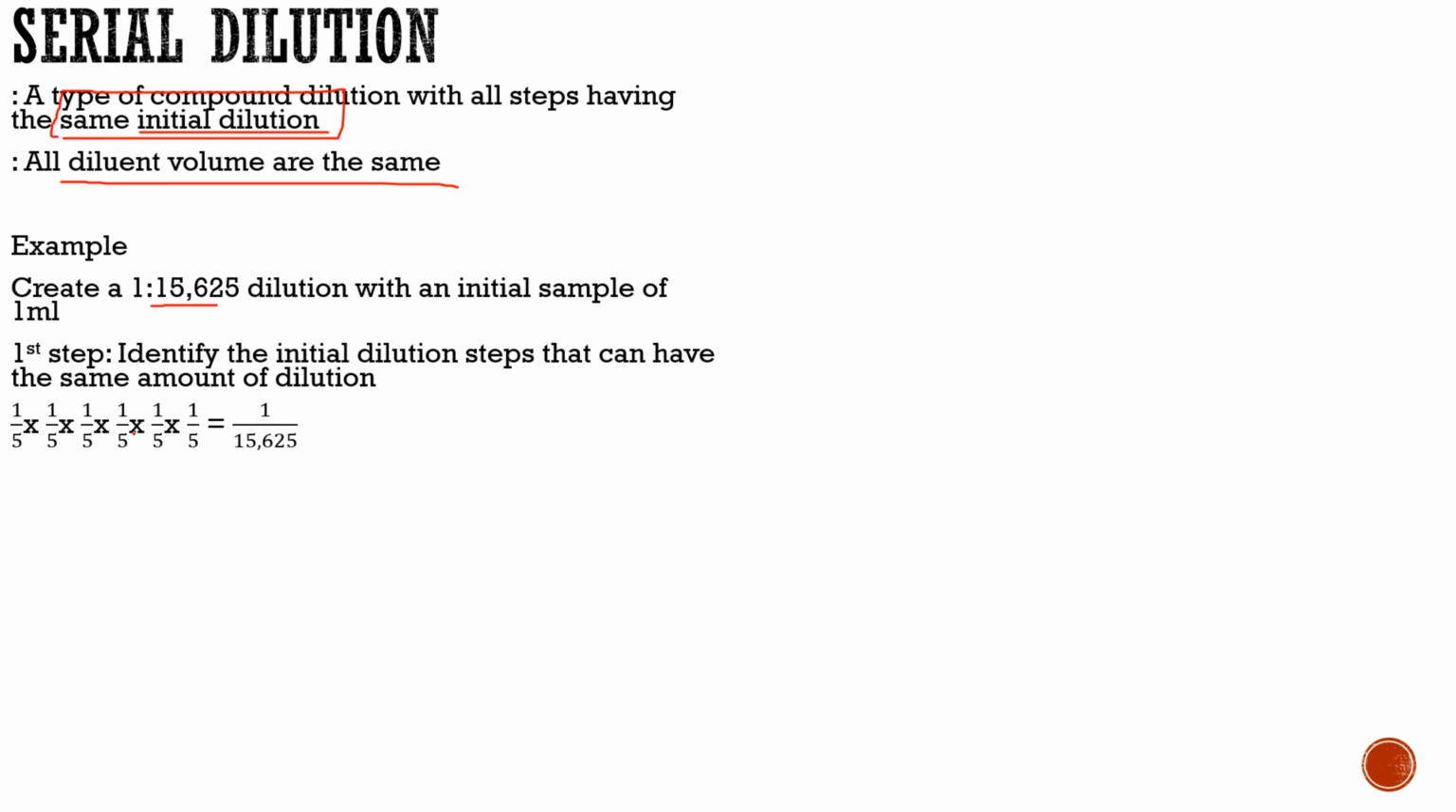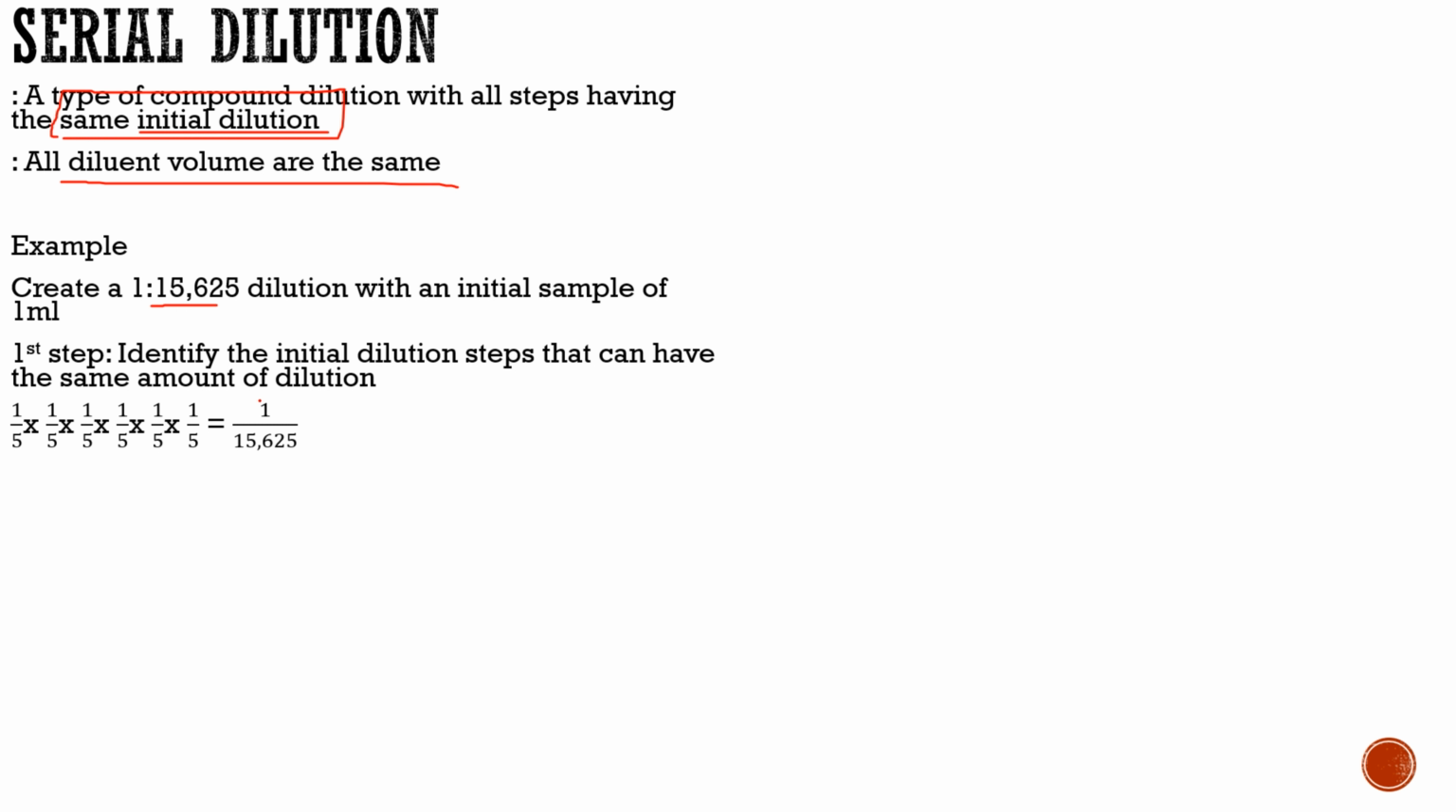So, in this case, 1 is to 5, 1 is to 5, 1 is to 5, 1 is to 5. So, you multiply it 6 times. 5 times 5, 25, 125, 625, 3,125 times 5, 15,625. So, yan yung initial dilutions.